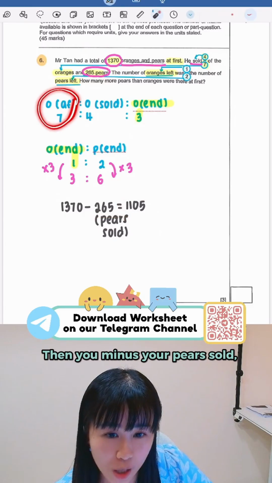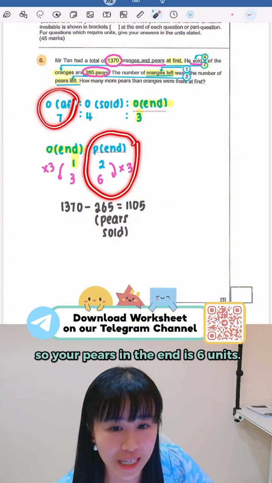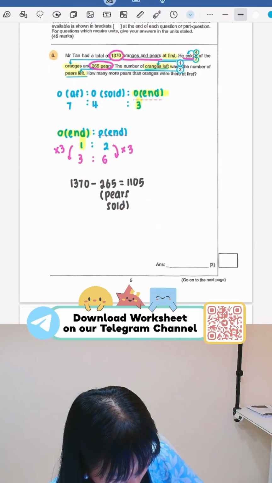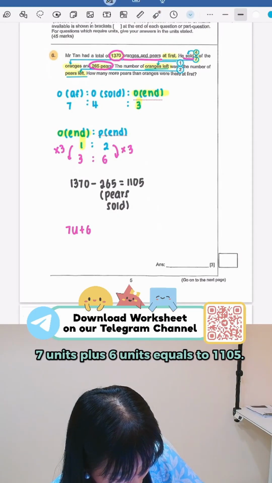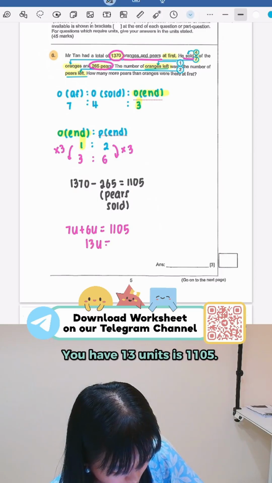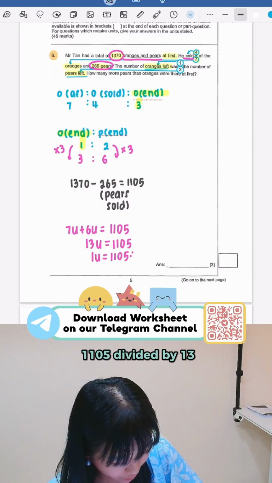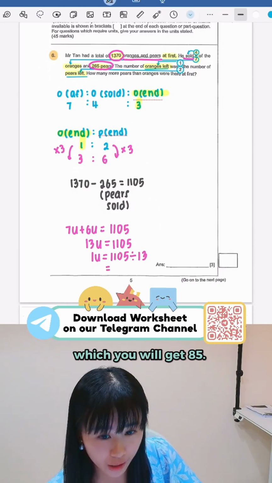And then you minus your pears sold, so your pears in the end is 6 units. Very good, 7 plus 6, everybody understanding well? 7 units plus 6 units equals 1105. You will have 13 units is 1105. Then to find 1 unit, it is 1105 divided by 13, which you will get 85.